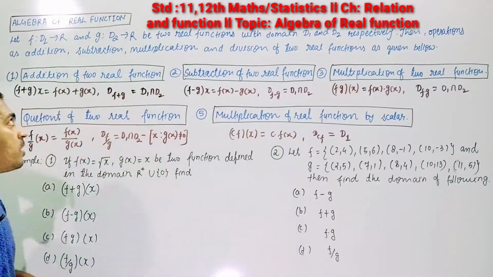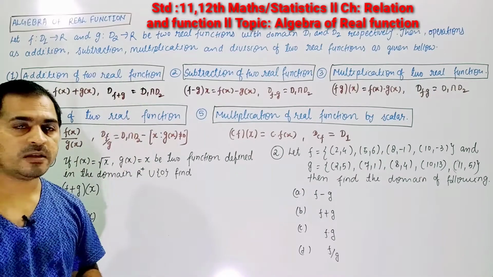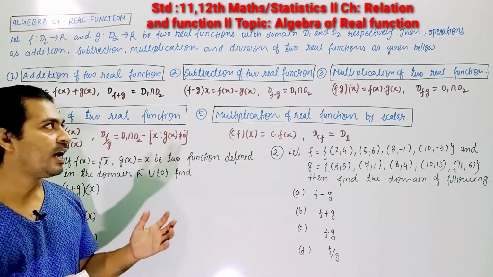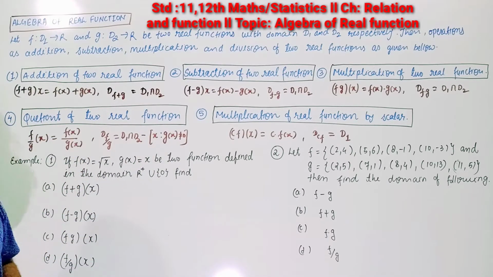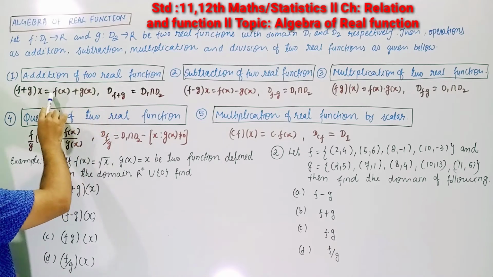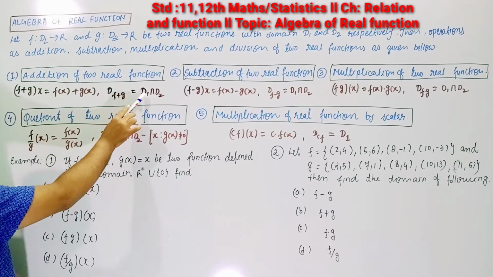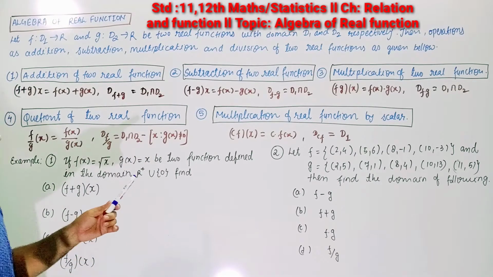So the operations are what? Earlier I told you: addition, subtraction, multiplication and division. So first of all, see the addition of two real functions. We know that f plus g are two real functions. If we add these functions, having variable x, we can write f of x plus g of x. And if you want to find the domain of the addition of these functions, its domain will be d1 intersection d2.